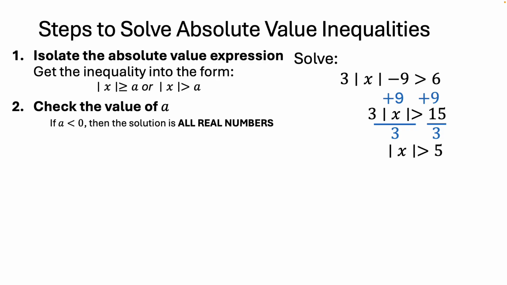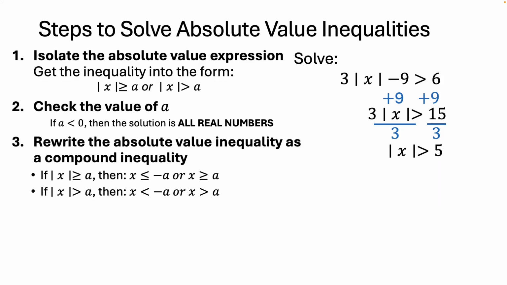The second step is to check the value of a. If a is less than 0 or negative, then the solution is all real numbers. This would be that special case I mentioned earlier. In this case, our value of a is 5. This tells me that we have a solution, but it's not all real numbers. We need to keep going. The third step is to rewrite the absolute value inequality as a compound inequality.